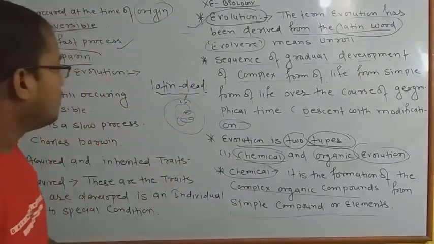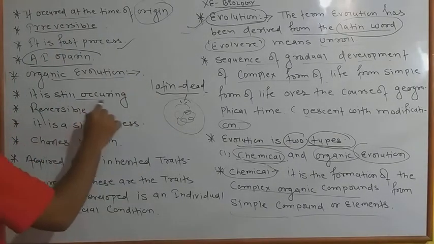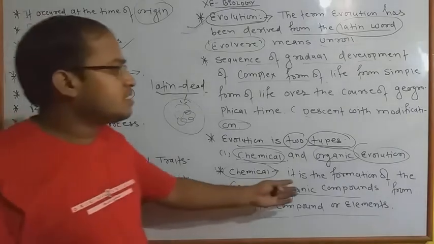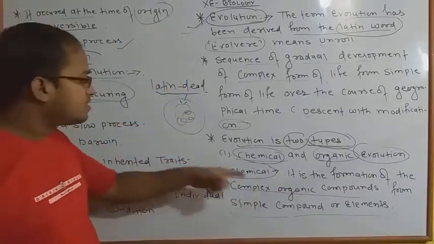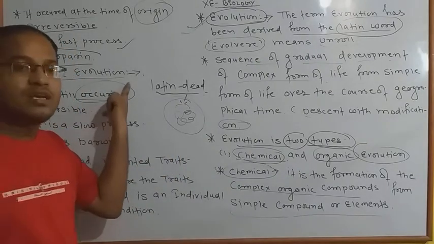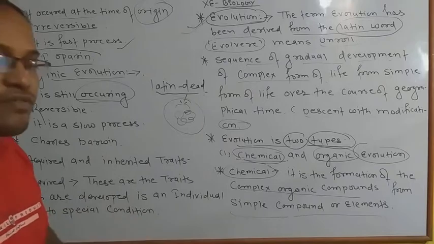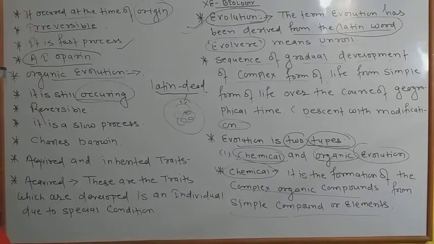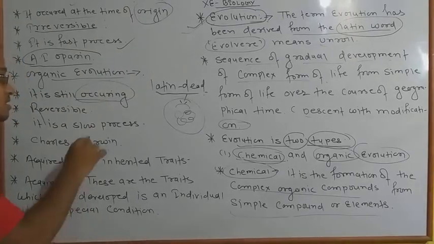So here we have to discuss that organic evolution is still occurring. Still occurring means it is the formation of complex organic compounds from simple compounds or elements. The same definition generally fits here, but now the characteristic features are different from both. First, chemical evolution occurred at the time of origin, and organic evolution is still occurring.